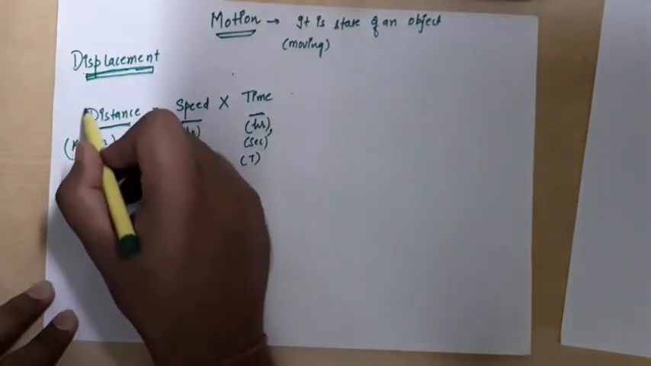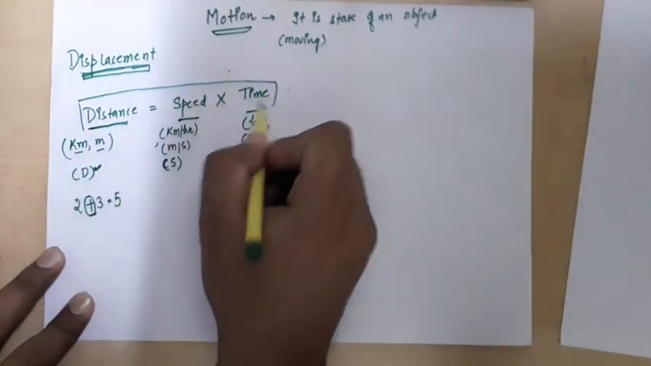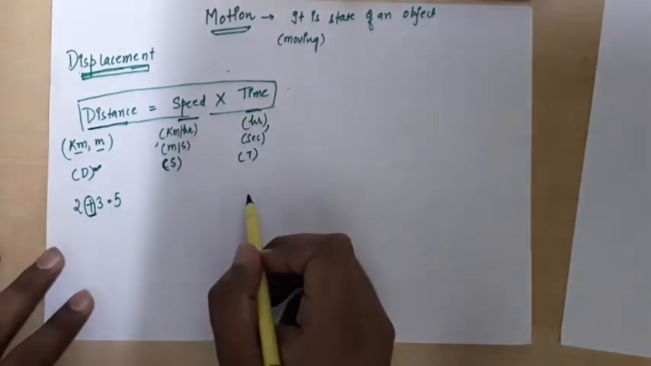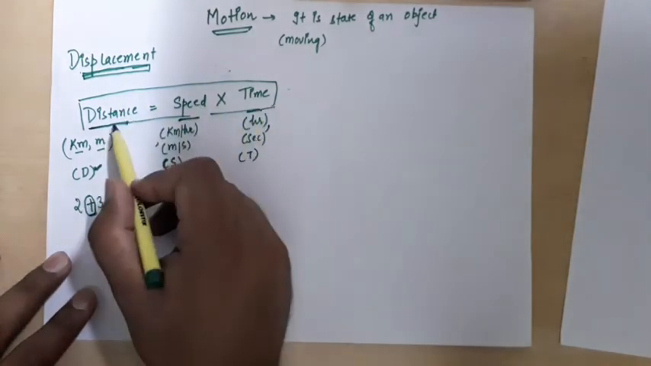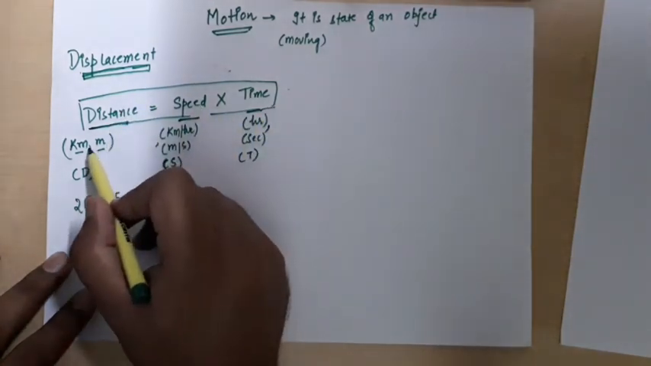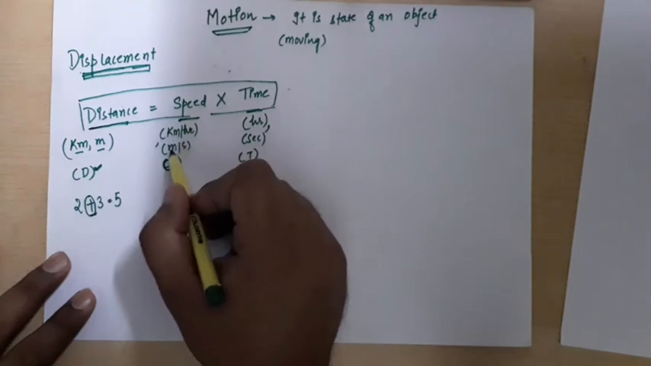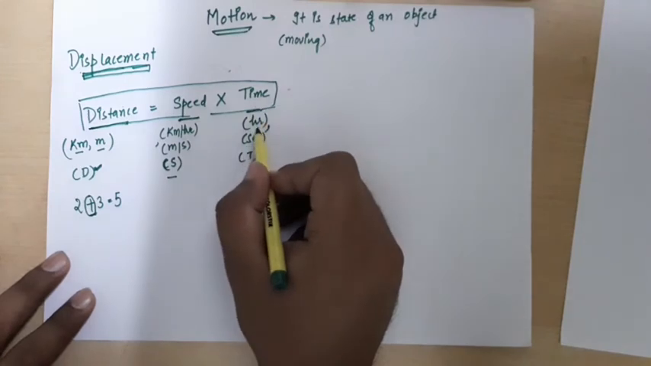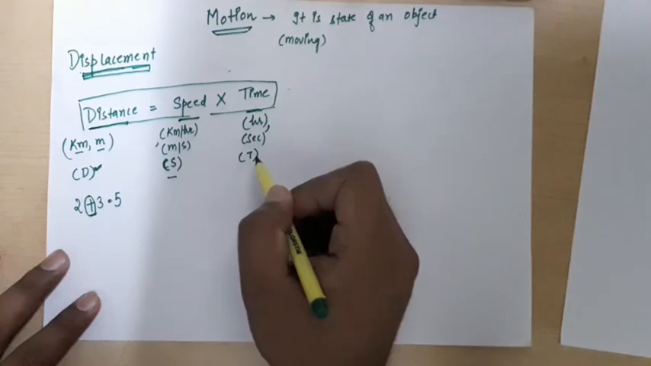So this formula is very important. This relationship which we have studied in our junior standard is very important to understand. So we can understand three things now. Distance is equal to speed into time. Distance is measured in kilometer or meters, and its denoting symbol is D. Speed is measured in kilometer per hour or meter per second, denoted by capital S. And time's unit is hours, denoted by capital T.